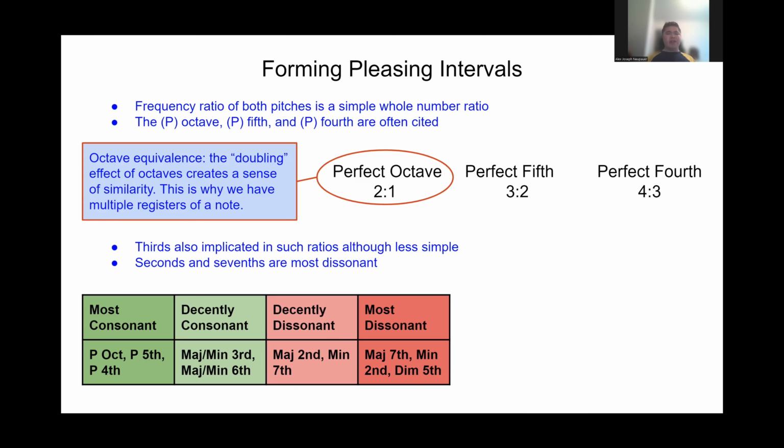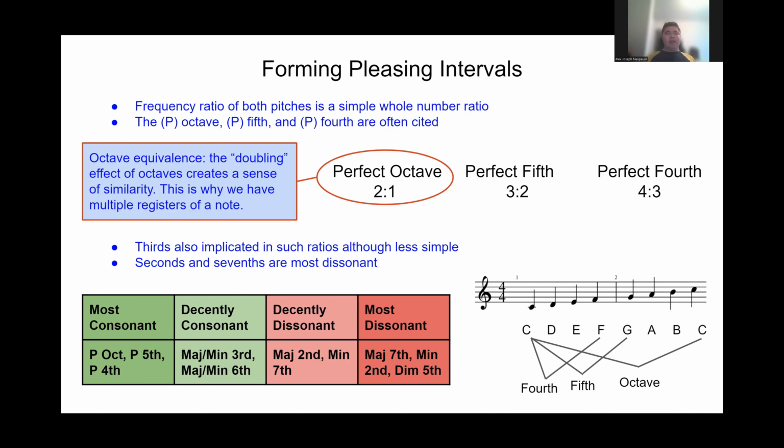Thirds are also implicated in these ratios, but these whole number ratios would be less simple. Seconds and sevenths would have even less simple whole number ratios, and therefore would sound the most dissonant or unsettled, unstable, tension-ridden, whatever you want to say. Whereas the more consonant intervals are going to sound very pleasing, calm, relaxed. I'd like to remind you, too, that the most consonant intervals are also contained within the major scale.